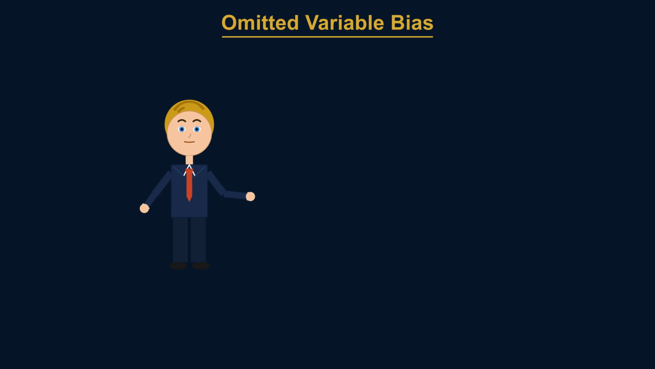Today we're going to be covering model specification. That's the choice of which variables you put into a regression in the first place. And we're going to focus on what happens when you leave an important one out. This has a name, omitted variable bias.